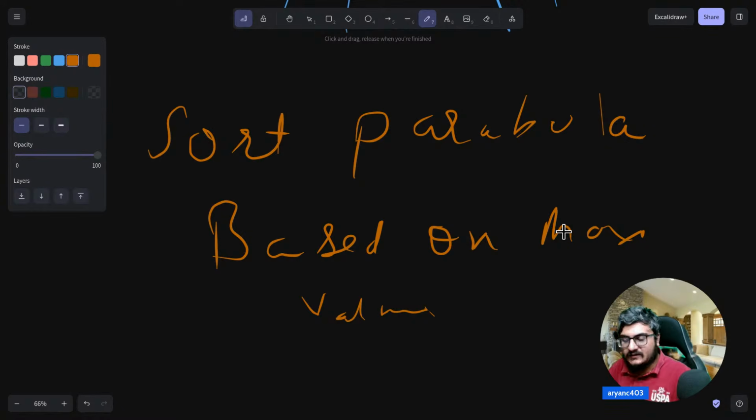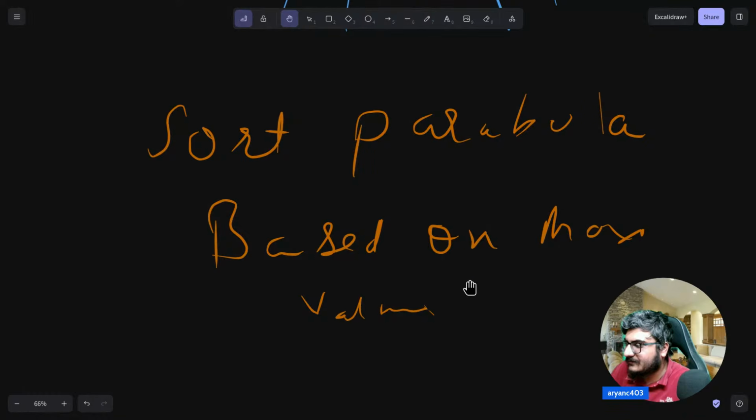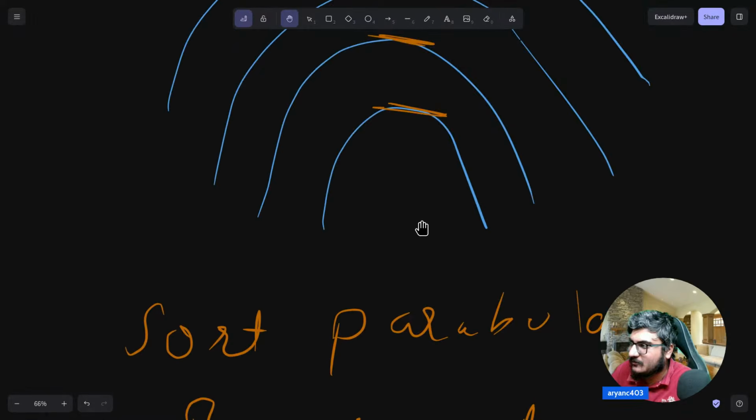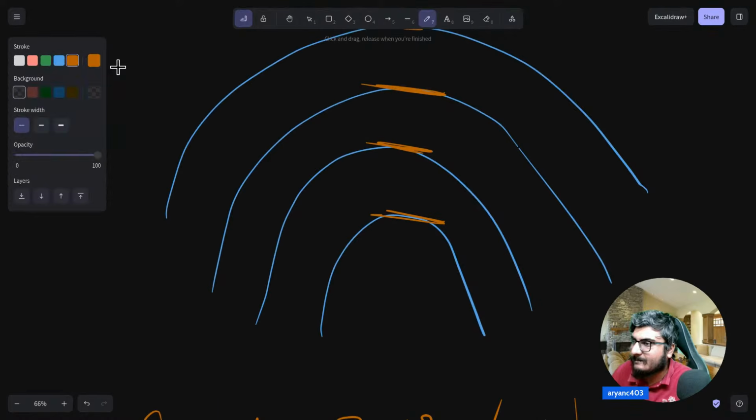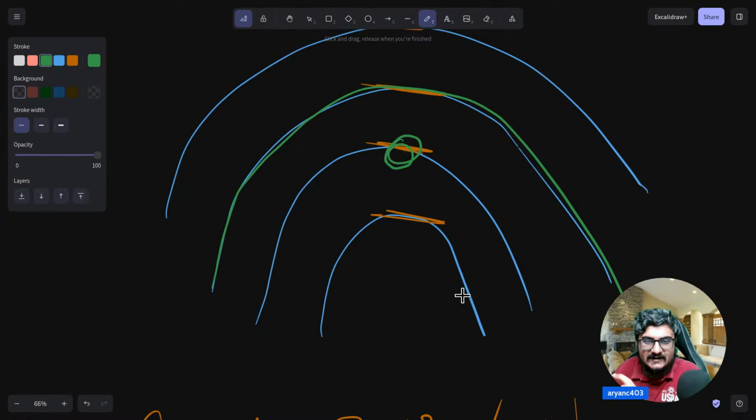So I think now once you have sorted all the parabolas, for each parabola, you can figure out how many maximum parabolas below it you can select. For example, you have selected this parabola and you have selected this parabola. Then the next parabola should be lower than this. This would again be a DP idea.